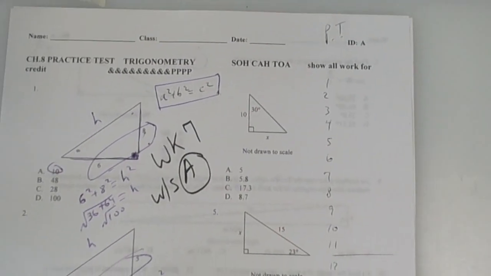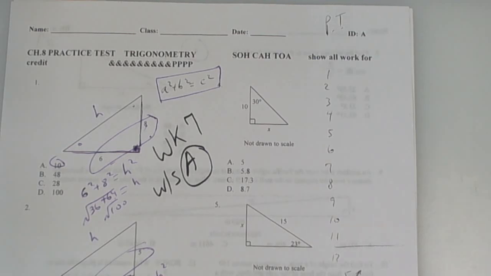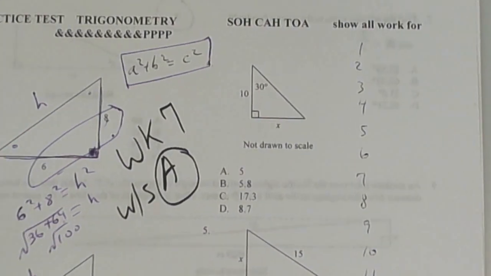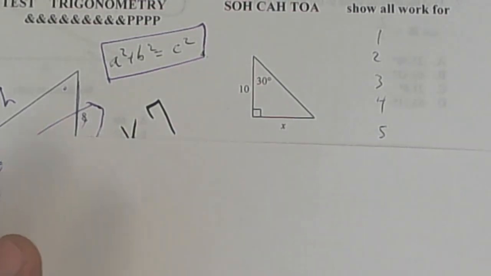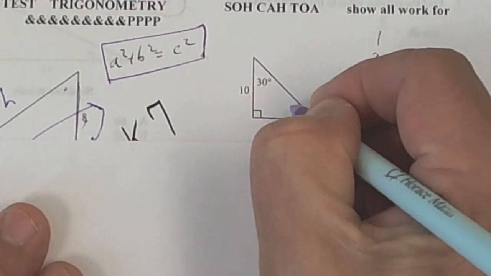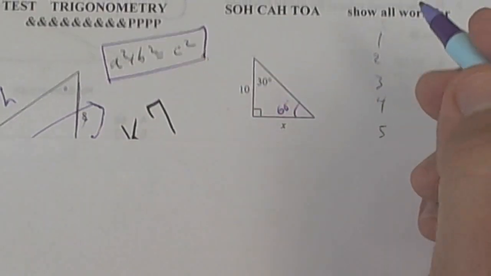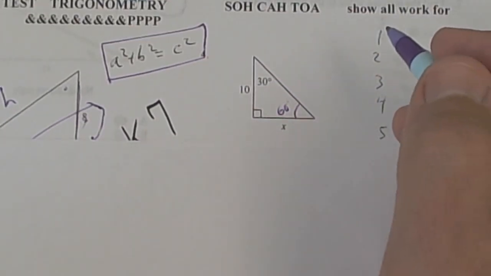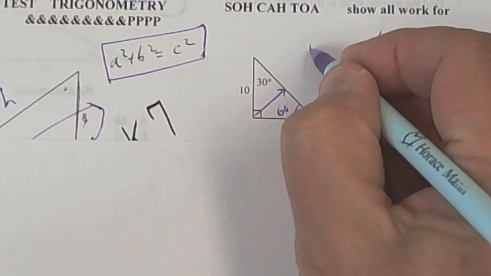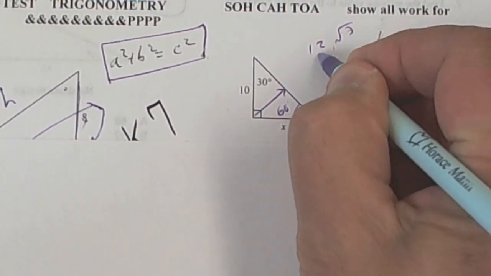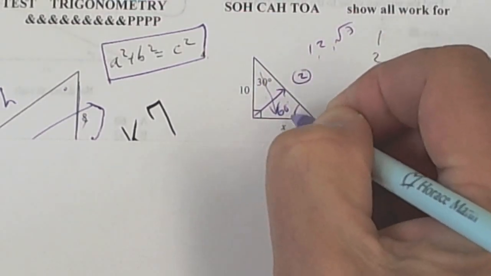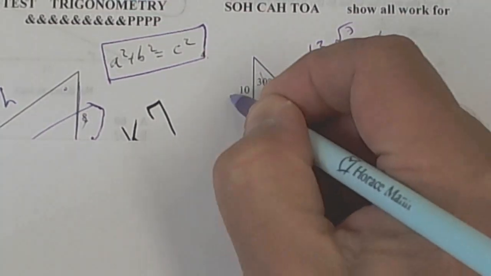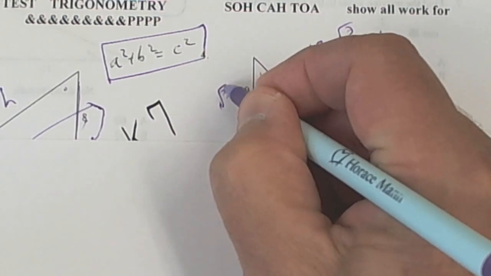This one we could do special triangles, or we could do trig, whichever way you want to do it. I'm going to do special triangles because I like them, okay? So this is a 30, 60, 90, plus it's a review for some of you. If you want to do trig, go ahead. Across from the 90, this is 1, 2, square root of 3. So across from the 90 goes the 2. Across from the 30 will go the 1. And across from the 60 will go the square root of 3.